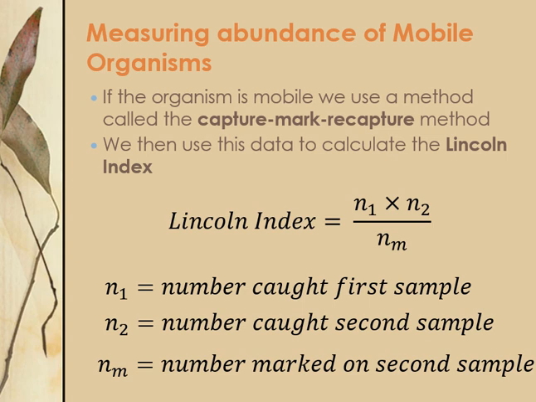The Lincoln Index is mostly used to measure the abundance of mobile organisms, that is, moving organisms. It's also called the capture, mark, recapture method, and I'll talk about that in a little detail now before I look at the formula.